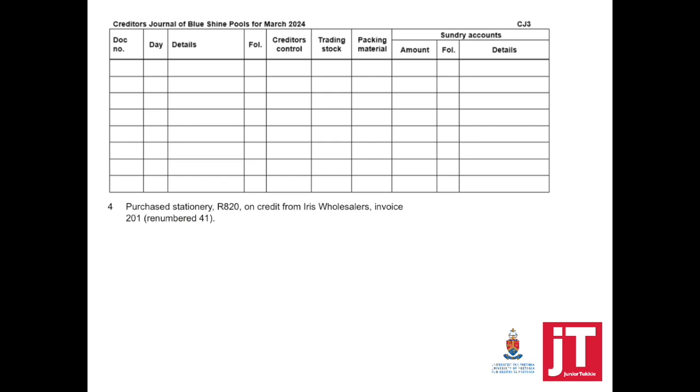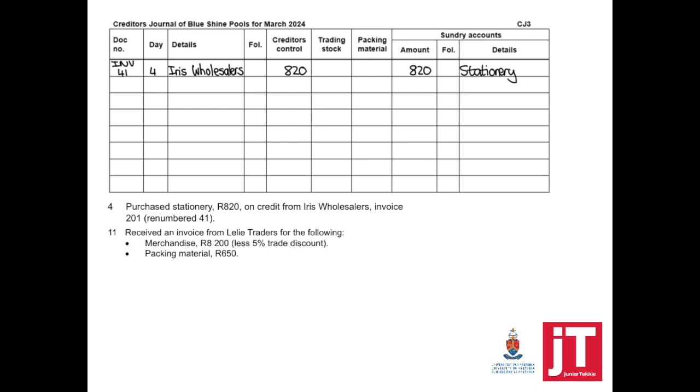Why do we renumber? Because we buy at different times from different suppliers, the source document numbers will not be in numeric order. So we will renumber it so in our books it reflects in numeric order. And then we know invoice number 41 refers to invoice number 201, which we've purchased on credit from Iris Wholesalers. So we start with the source document, number 41. On day 4, from whom did we purchase? Iris Wholesalers. For how much? 820 because of stationery which was purchased. Remember the double entry principle? For every debit, there's a credit. There are 2 entries. Our debt will increase. Why? Because we purchased stationery.